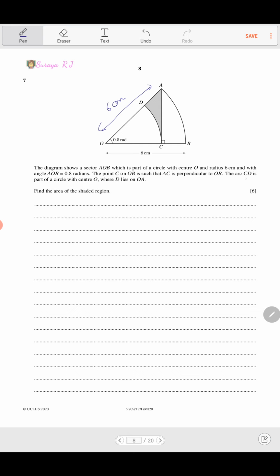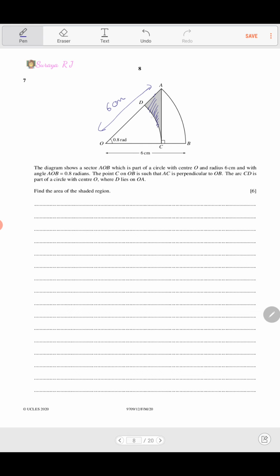The arc CD is part of a circle with center O. Now we have another arc CD which is part of another circle. The circle has the same center O as the sector OAB, where D lies on OA. D lies on the radius OA. Find the area of the shaded region. So this is the required area.